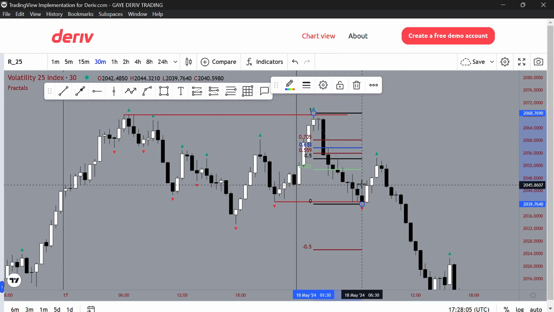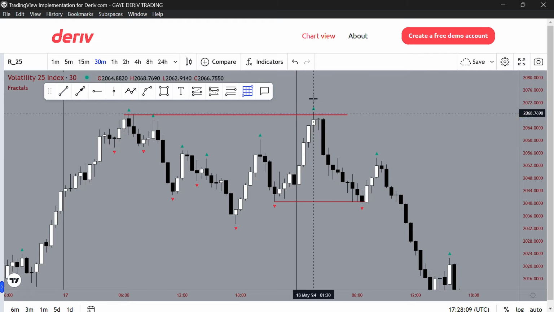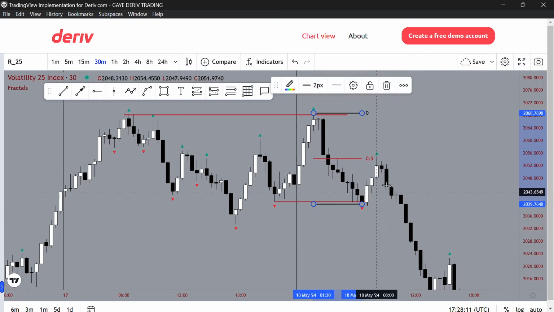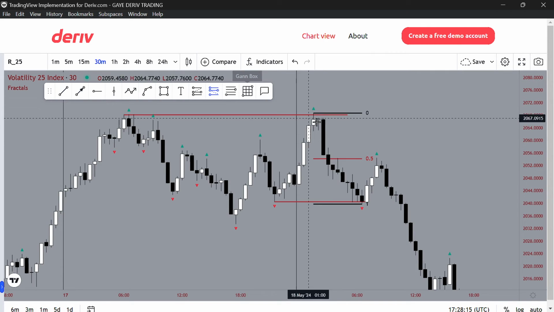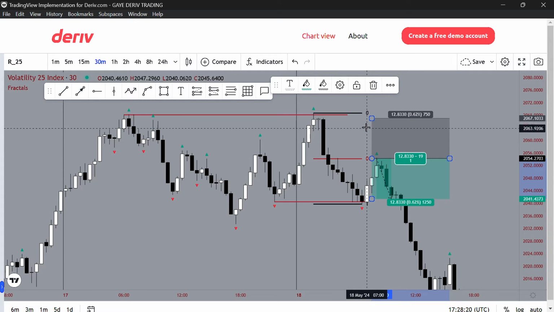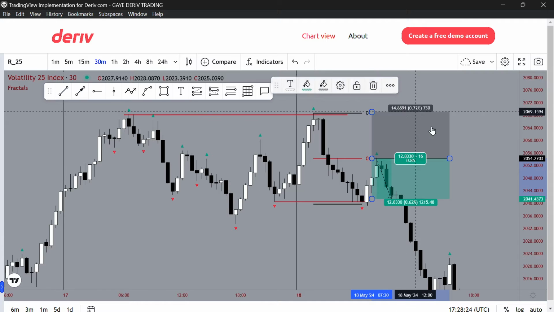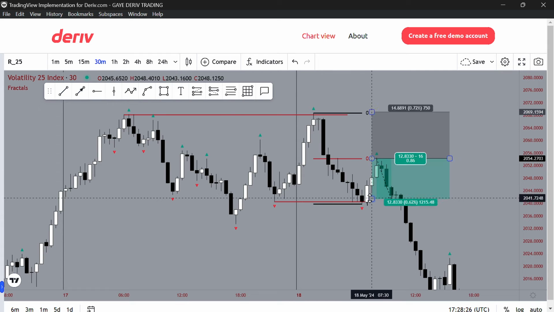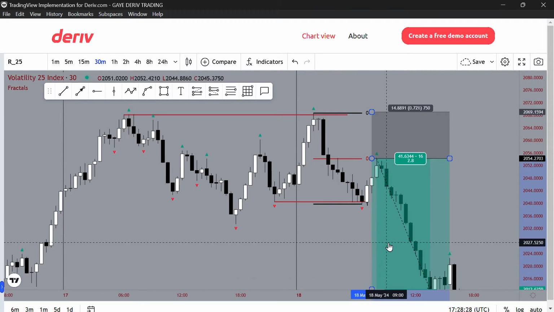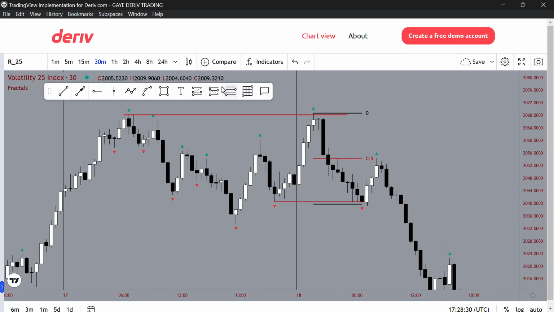Okay, if you get a pullback to 50%, which it did, let me use this. A 50% pullback, you can take your trade. If you don't want to worry your head with which level should I trade from or enter from, just use the Fibonacci. Make sure you get a 50% pullback and that's your entry. But personally I like to go with the breaker blocks.